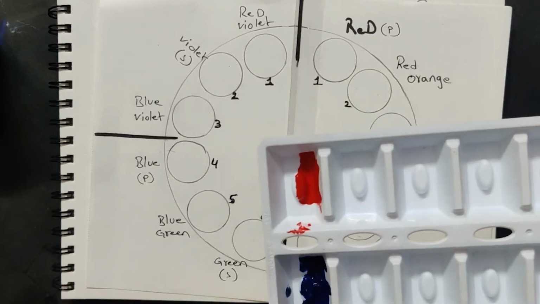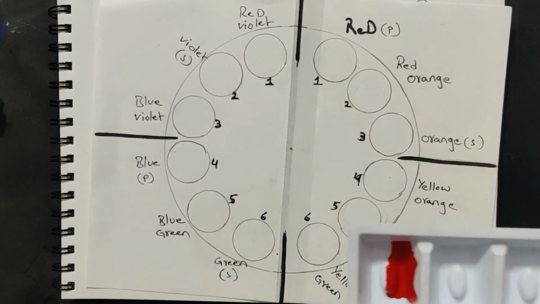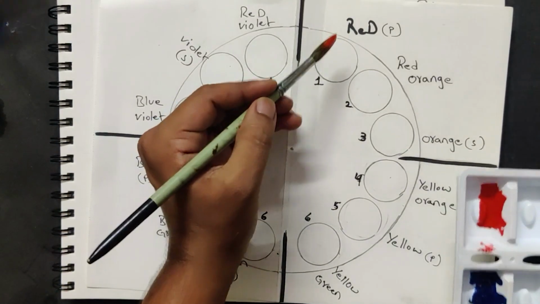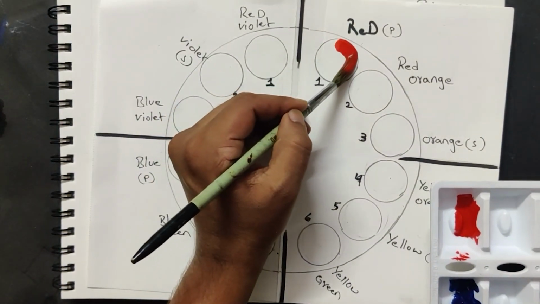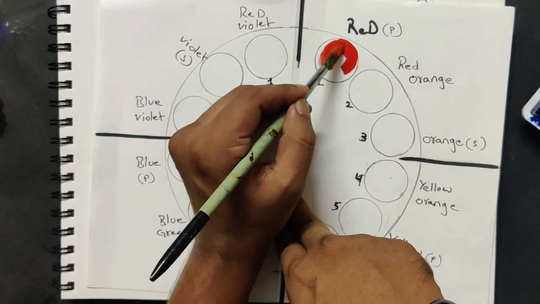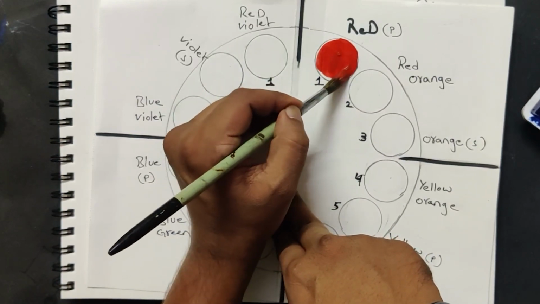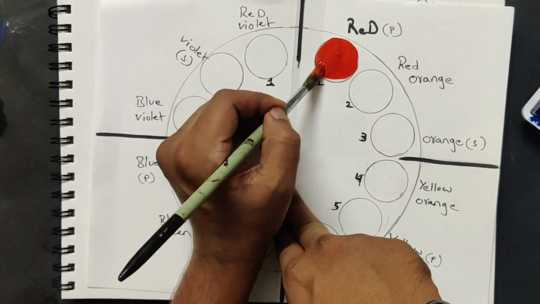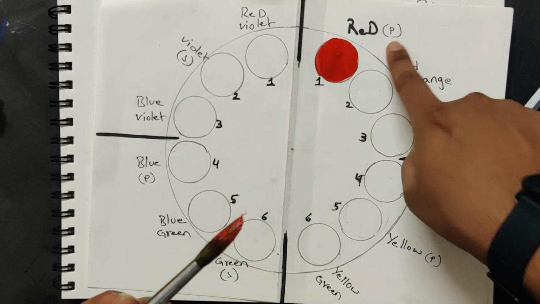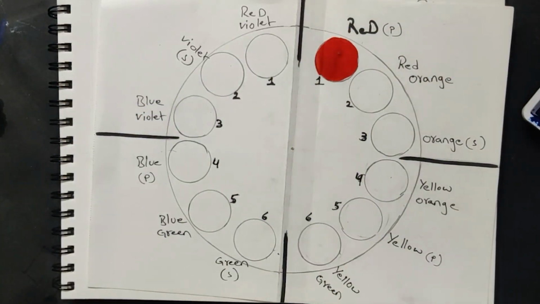Now the first primary colors. I'm gonna color. The first primary color is red. See how I'm handling the brush. Just using the tip of the brush I'm coloring it. I'm not putting any pressure on the brush. That's our first primary color. I have written P here. P means primary color, red.